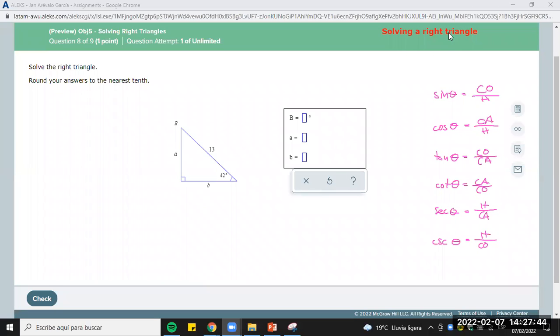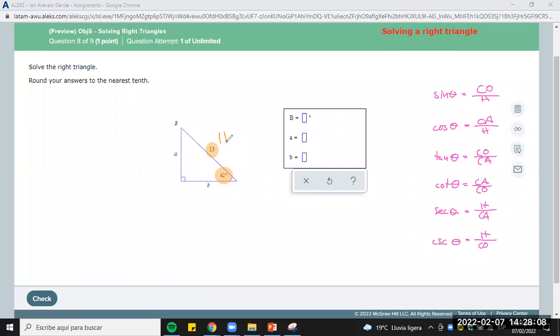Let's do this one. Solving a right triangle. Let's see what we have in here. We only have two things: this angle and this length. So are we supposed to get the rest of the measures of the triangle with these two pieces of information? Yes, we're going to do it.